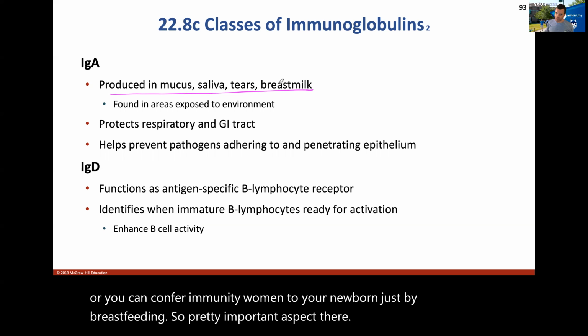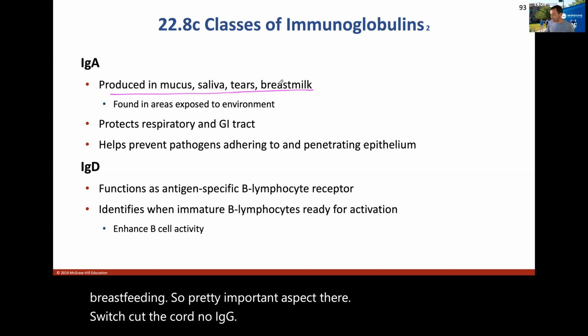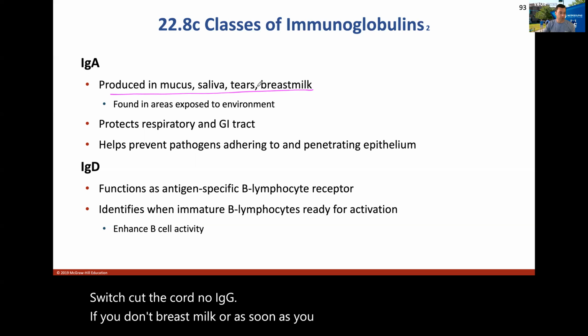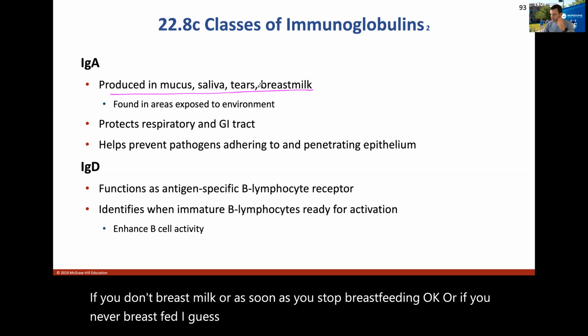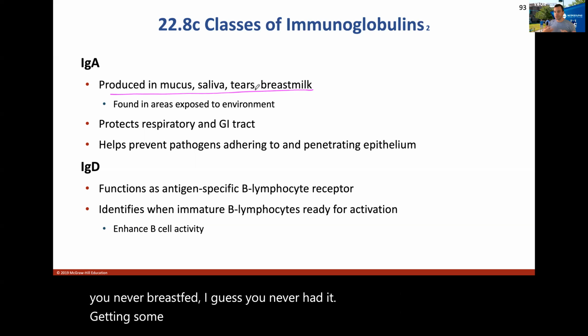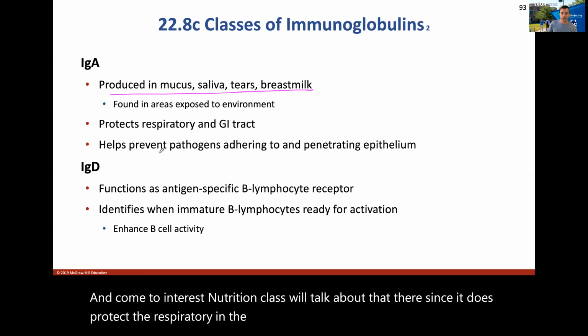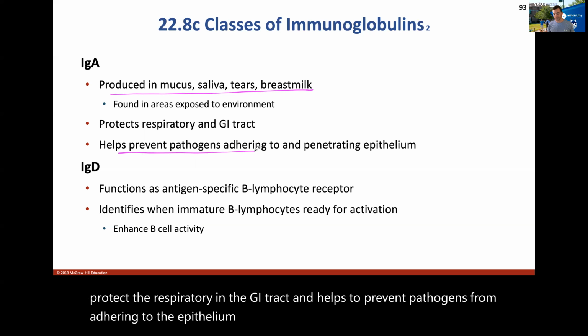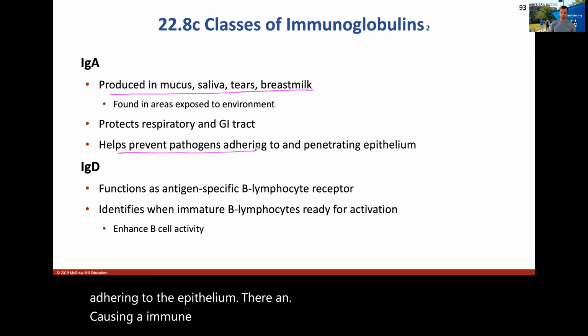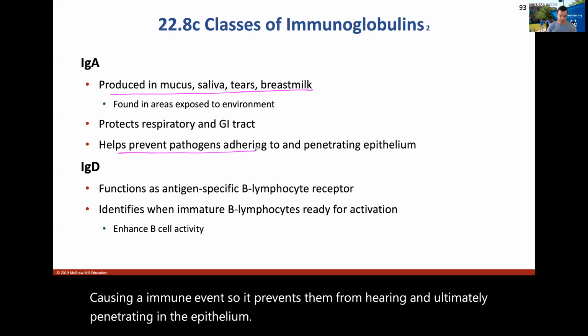As soon as you cut the cord, no more IgG. As soon as you stop breastfeeding, or if you never breastfed, you never had it, you're not getting that immunity. So breastfeeding is important, and come to nutrition class, we'll talk about that there. Since IgA protects the respiratory and the GI tract, it helps to prevent pathogens from adhering to the epithelium and causing an immune event. So it prevents them from adhering and ultimately penetrating the epithelium, anything that's exposed to the outside world.